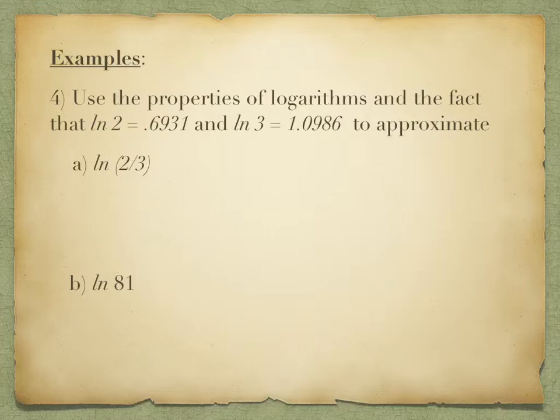Well, the problem is this does not say natural log of 2 divided by natural log of 3. Do you recognize that? That is not the same expression. This says the natural log of the number 2 over 3. How could I use my properties so that I could use the fact that the natural log of 2 is given to me and the natural log of 3 is given to me?